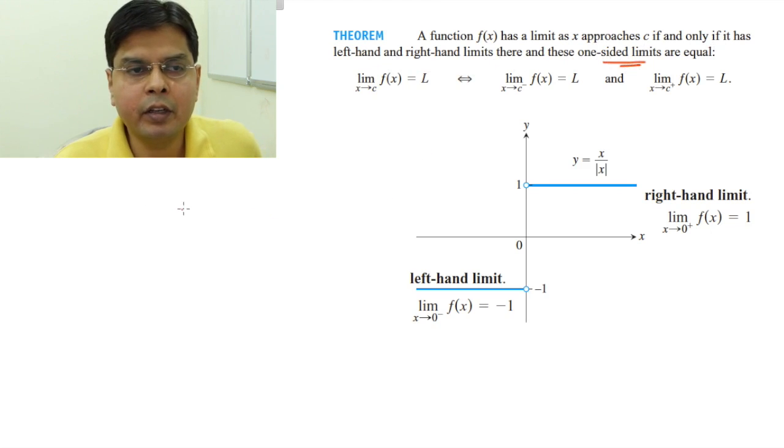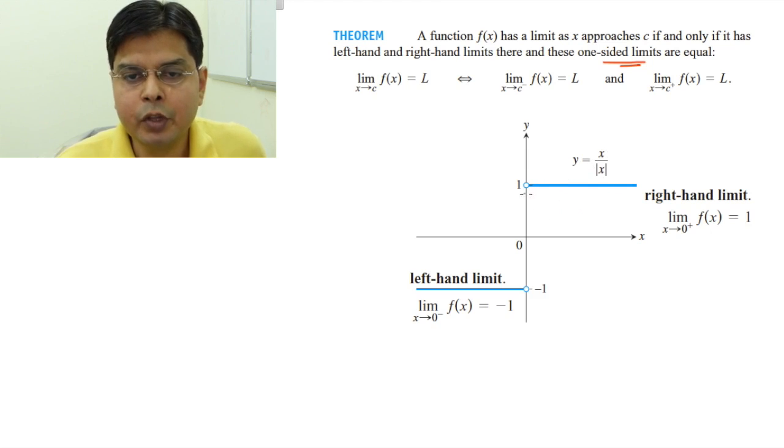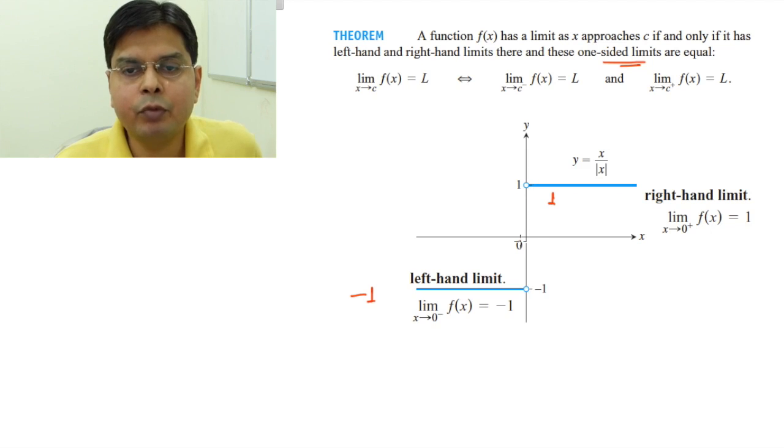I had shown you another example last time. Take this example, y is equal to x by modulus x. For x greater than 0, this function will be 1. Similarly for x less than 0, it will be minus 1. Suppose I have to find the limit at point 0. If I approach this point 0 from this side, what will be my limit? I will be approaching through all these points, 1, here also 1, here also 1. So ultimately this limit will be 1.